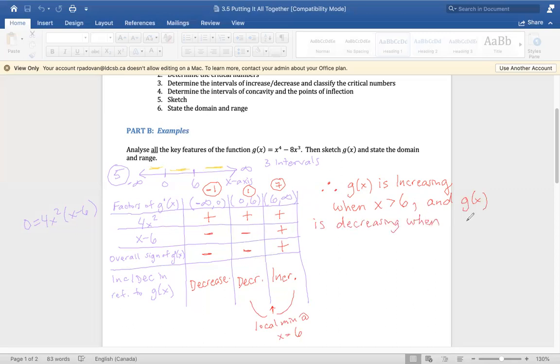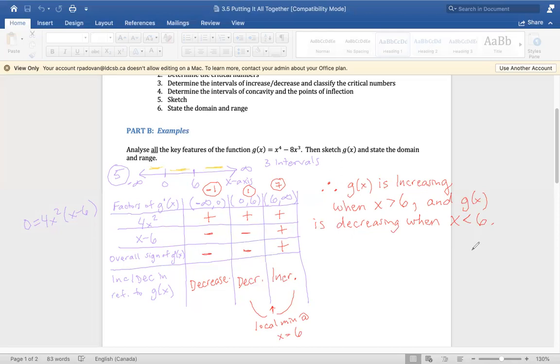now there's two intervals here where it's decreasing, right? So g of x is decreasing when I'm between 0 and 6. So you could have x is greater than 0, x is less than 6, but it's also beyond 0 all the way to negative infinity. So really it's just when x is less than 6, right? It would cover everything. Even though there's 2, I can just write it once to cover everything.